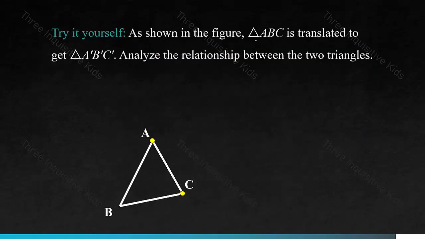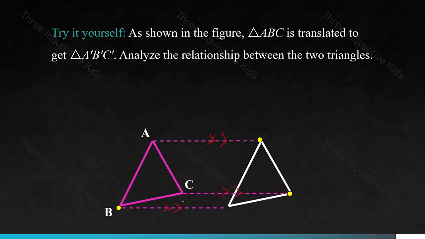As shown in the figure, triangle ABC is translated to get triangle A', B', C'. Analyze the relationship between the 2 triangles. First, we're going to draw a line from each of these points. They're all parallel, and they're all the same distance. So we're going to form a new triangle called triangle A', B', C'.